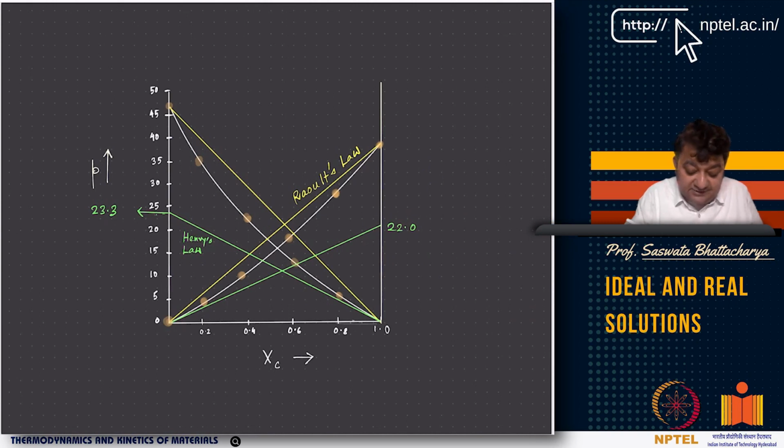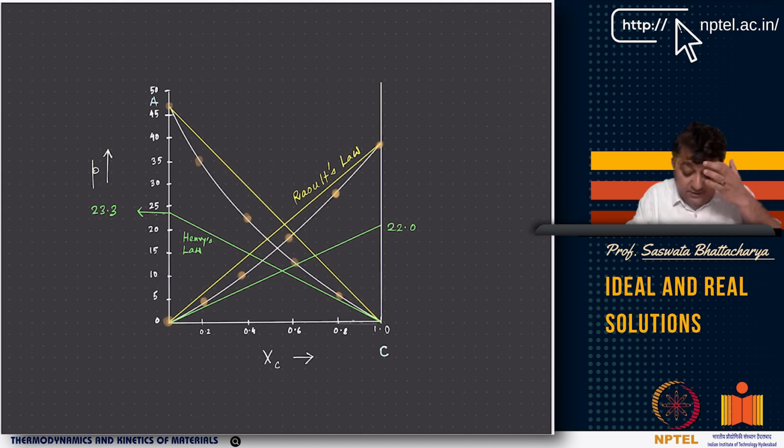Now these are your experimental data points. These are for component C, which increases from 0 to 1. These are the points corresponding to component C, and these are the points corresponding to component A. This is for pure A and this is for pure C.